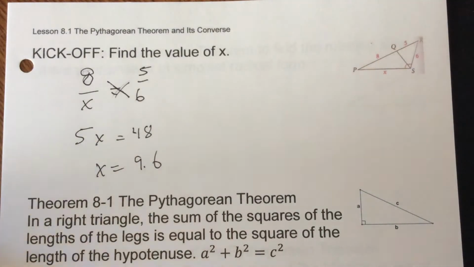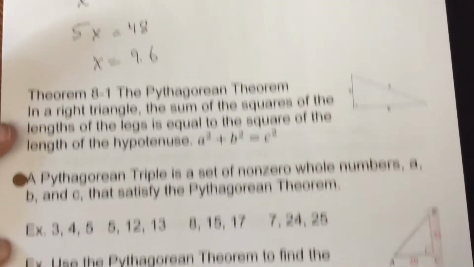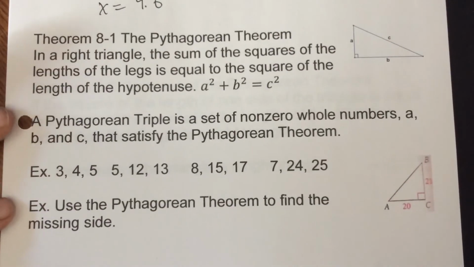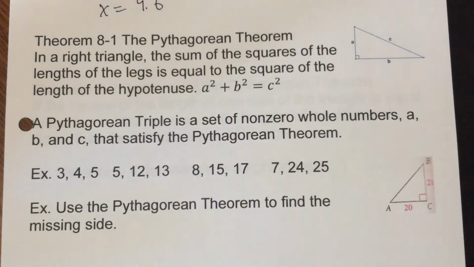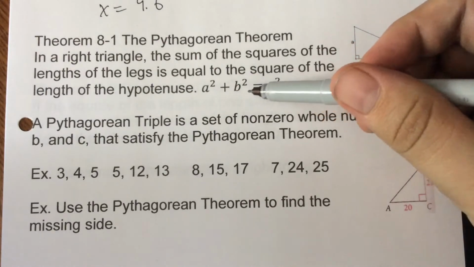So there's a kickoff. But what we're going to focus on is the Pythagorean theorem in this one. So Pythagorean theorem on a right triangle. So that's the key here, it has to be a right triangle in order for the Pythagorean theorem to work. But it's going to be the sum of the squares of the lengths of the legs is going to be equal to the square of the hypotenuse. So a squared plus b squared equals c squared.